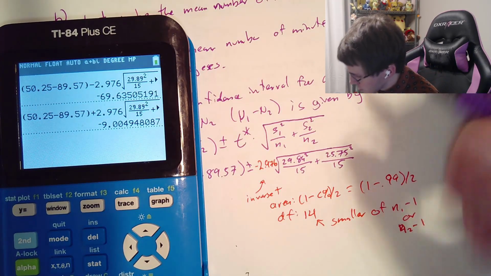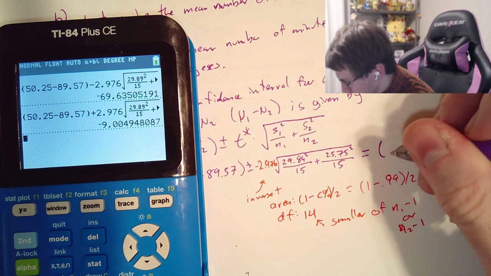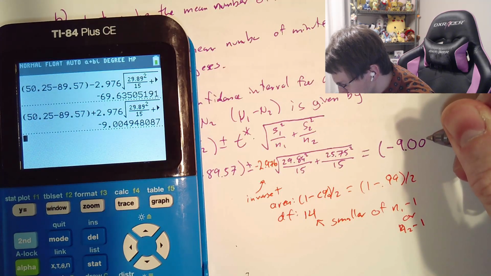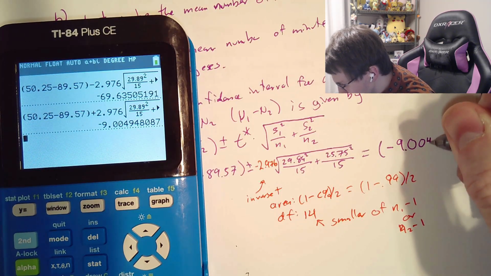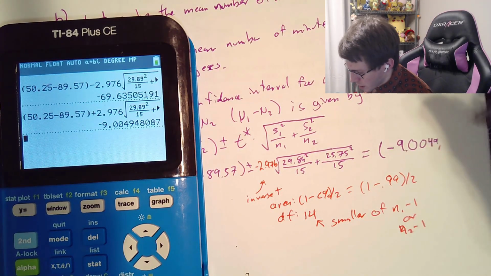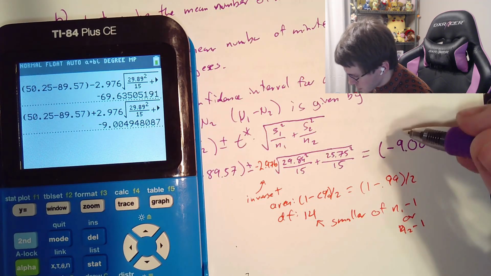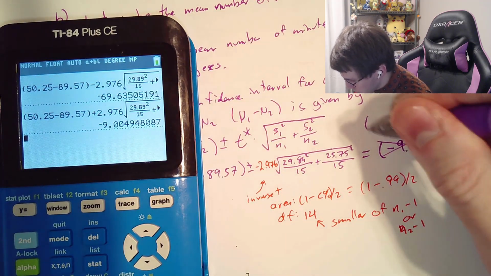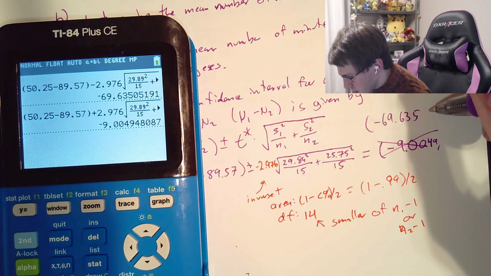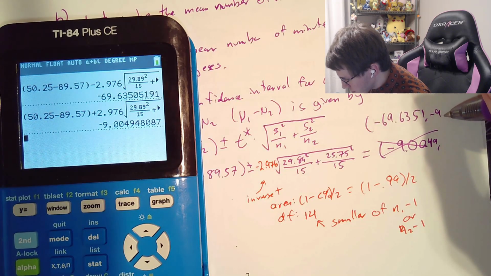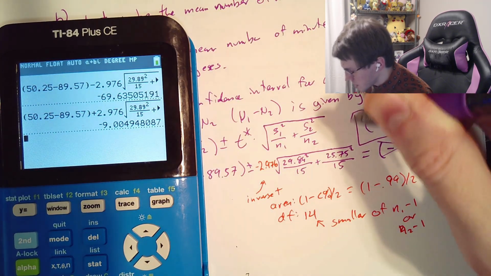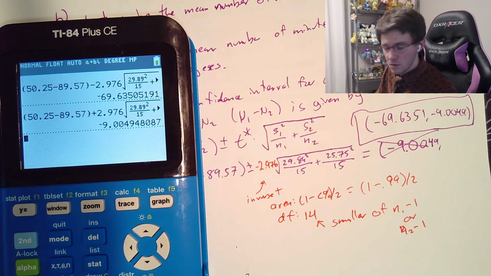All right. So this equals negative 9.0049. There's our 4 decimals. Negative 69.6351 to negative 9.0049. So this is like our confidence interval. Probably should box that somewhere. But let's go ahead and do the problem.